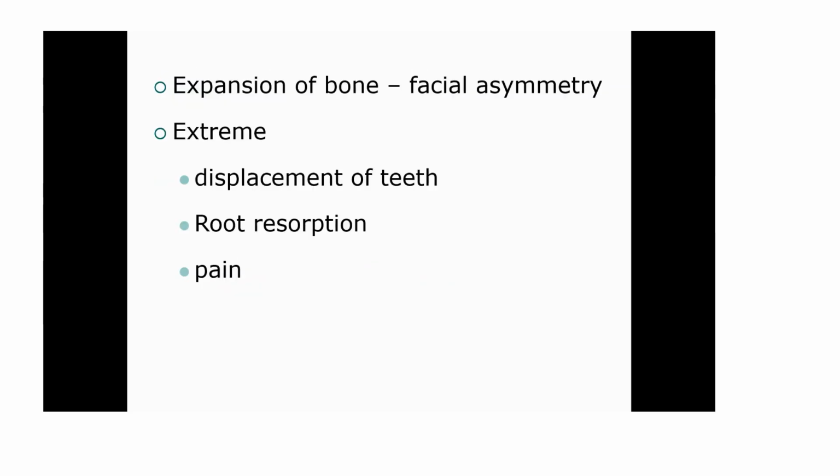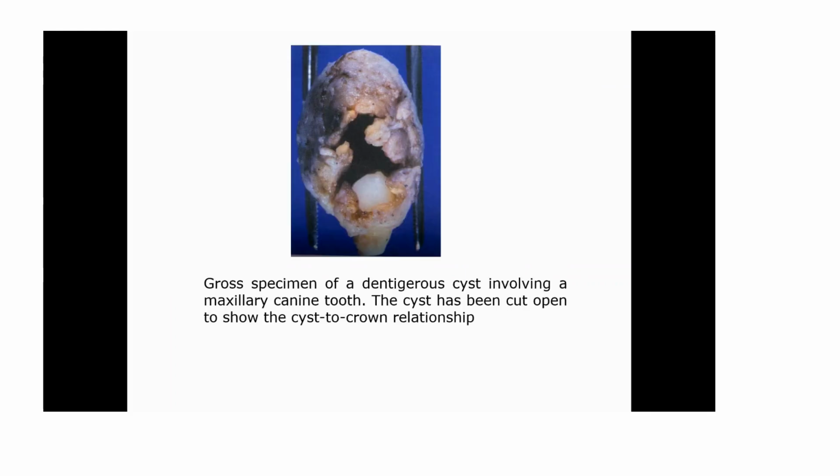Now, expansion of bone does occur in this cyst, which causes facial asymmetry. In cases of extreme growth, it could cause displacement of teeth, root resorption, and pain. Now, there is this picture which shows us the gross specimen of a dentigerous cyst involving a maxillary canine. Again, maxillary canine could be one of those teeth which are most commonly impacted. The cyst has been cut open to show the cyst to crown relationship.